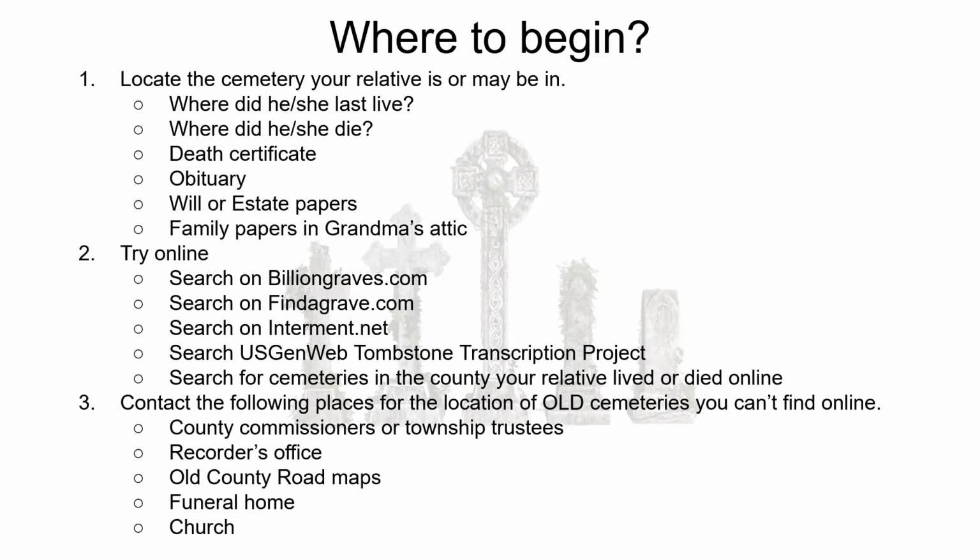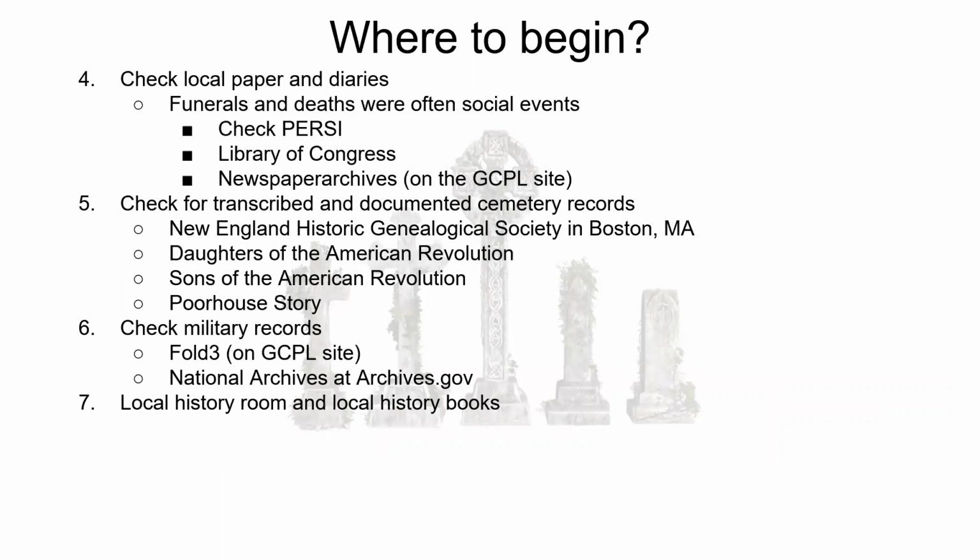If you can't find the name of the cemetery, or you do find the cemetery and it's an old one that doesn't really have any online presence or contact information or anything like that, try contacting the county commissioners. I've found this a lot with family burial plots from the early 1800s. Cemeteries just aren't maintained by the family anymore, and there's nobody to take care of it. You can find the location of them at the recorder's office. Old county road maps sometimes have the cemetery blocked off, so you can see where people were buried. Check at the funeral home or the church that they were a member of. You can also find information there.